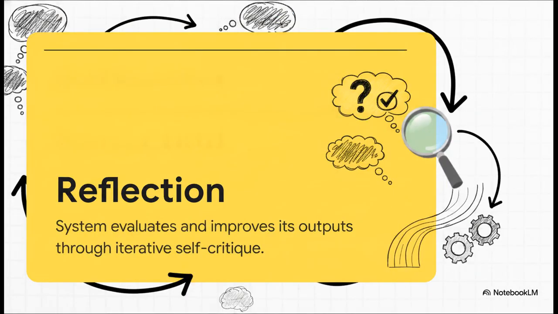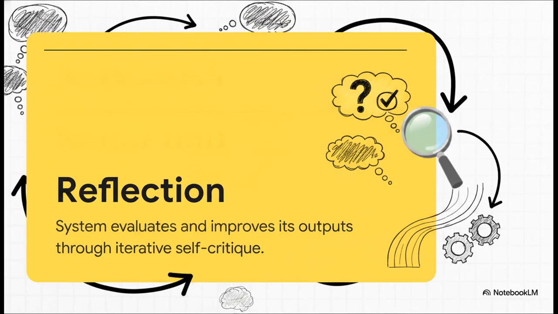The last pattern here is reflection. This is about enabling a system to evaluate and improve its own outputs through iterative self-critique. It acts as an automated quality control loop. The agent can catch its own hallucinations and refine its work without ever needing human intervention.